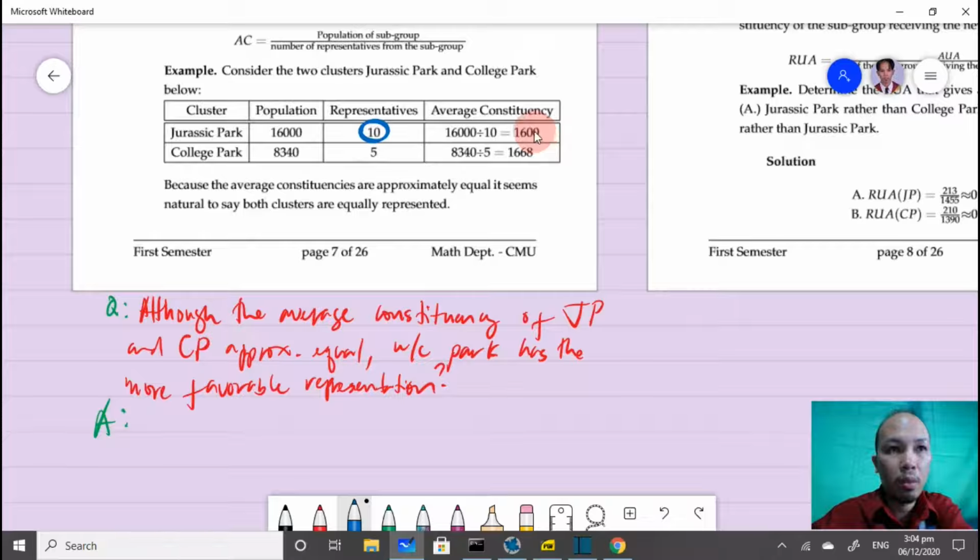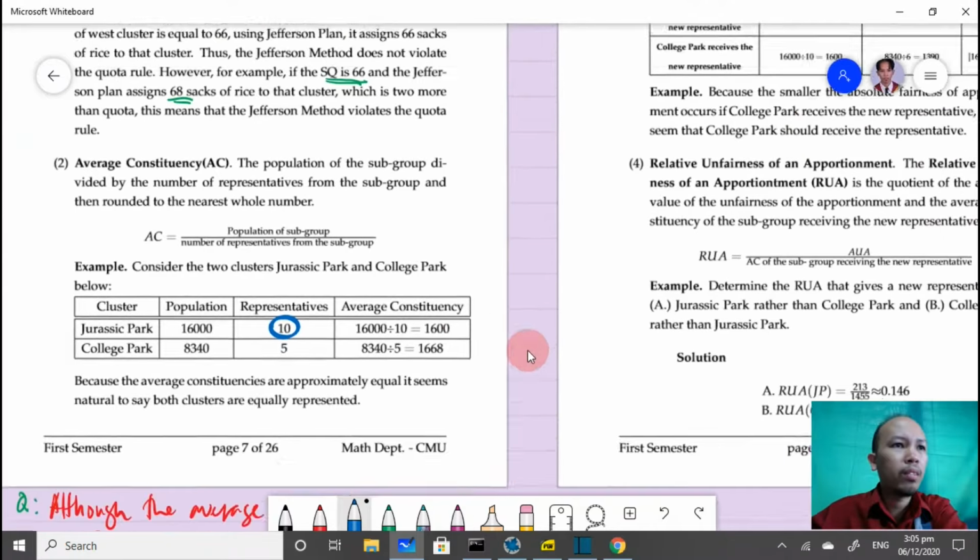Smaller. Like this one here, for every one representative, he will serve 1,668 people. The smaller one is the answer. So the answer is Jurassic Park.